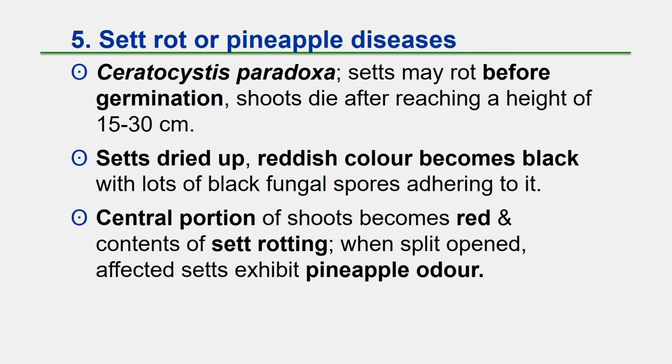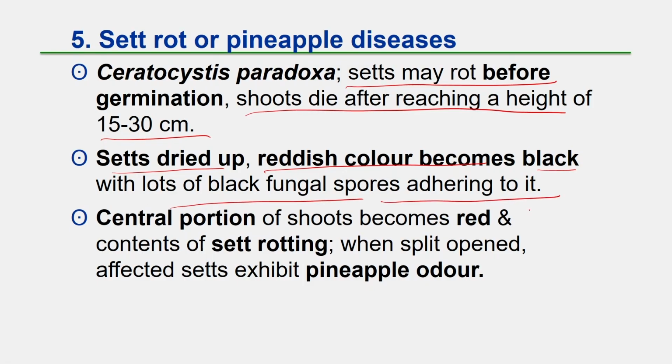Sett rot or pineapple disease. It is caused by Ceratocystis paradoxa. Setts may rot before germination. Shoots die after reaching a height of 15 to 30 centimeter. Setts dry up, the reddish color becomes black with lots of black fungal spores adhering to it. The central portion of shoots becomes red and the contents of the sett rot. When split open, affected setts exhibit a pineapple odor. Therefore, the name comes pineapple disease.